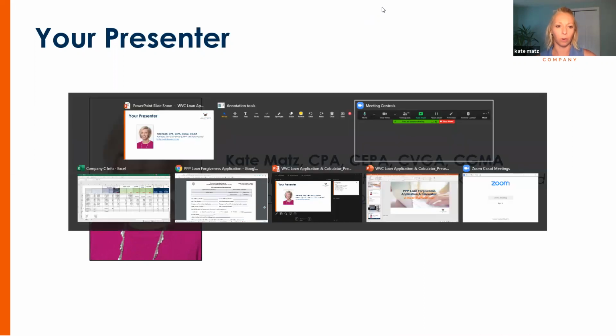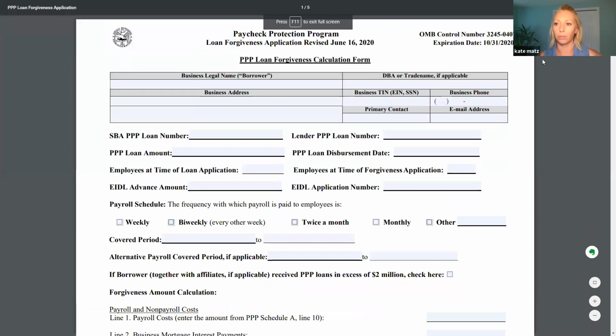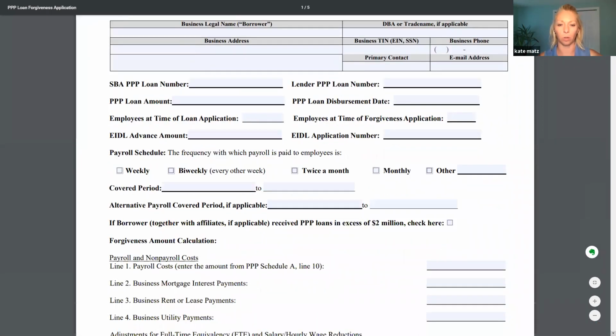I'm going to start out first by walking through at a really high level the application, and then we'll take a look at the calculator. If you haven't spent any time looking at the application yet, seeing it first will help you understand how the calculator is put together. I've got the application up here, and this first page at the top goes through some general information on your business and on your loan. We'll get into more details as we go. I'm just going to do a high-level overview at the moment.